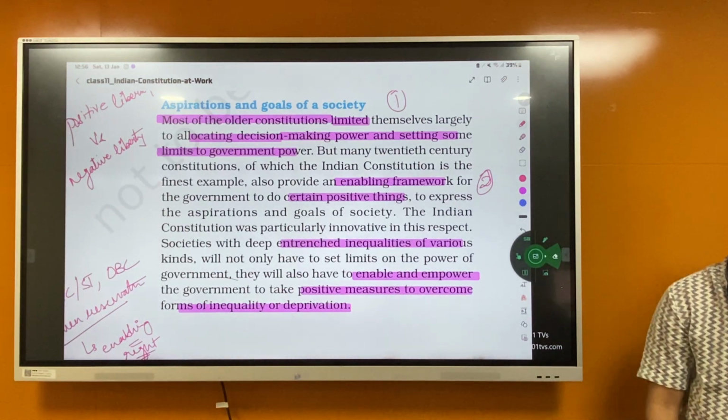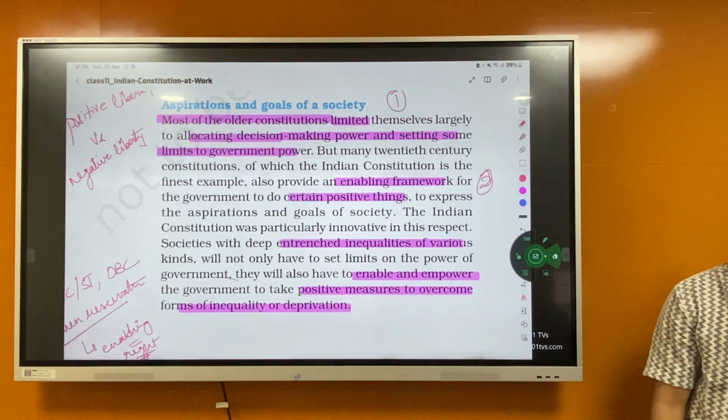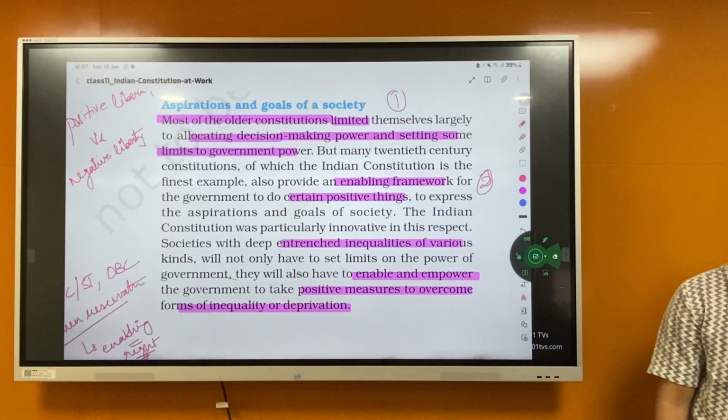So there are two functions of the government: decision making power and the limitation itself. But the third function is positive rights, affirmative action, what they take for the people.